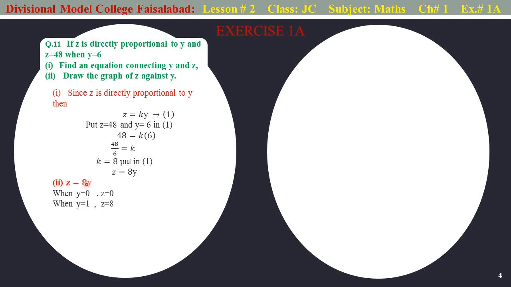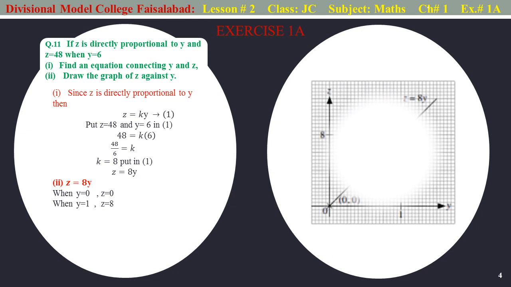You can take any other value which is nearer to the origin. You can take y is equal to 2 and z is equal to 16. You will get the value of z is equal to 16, but it is better to take one point as 0, 0, another point 1, 8, or 2, whatever you want to take as the second point.